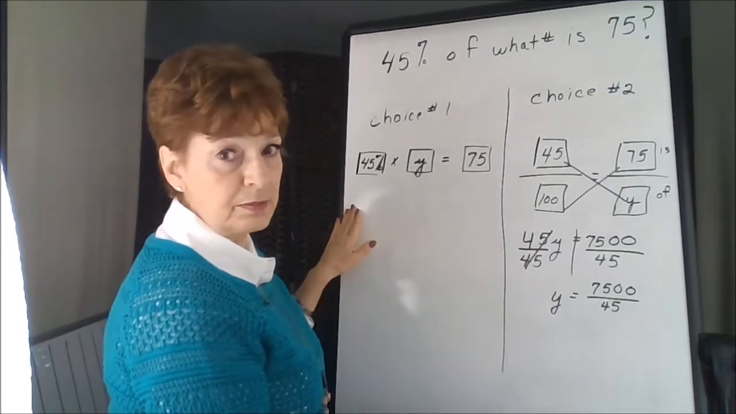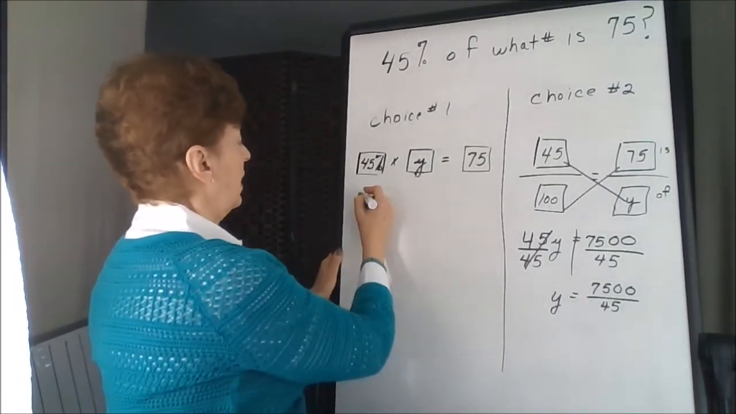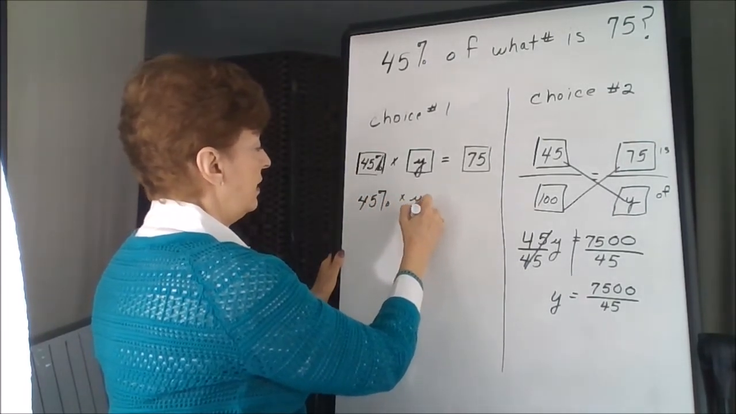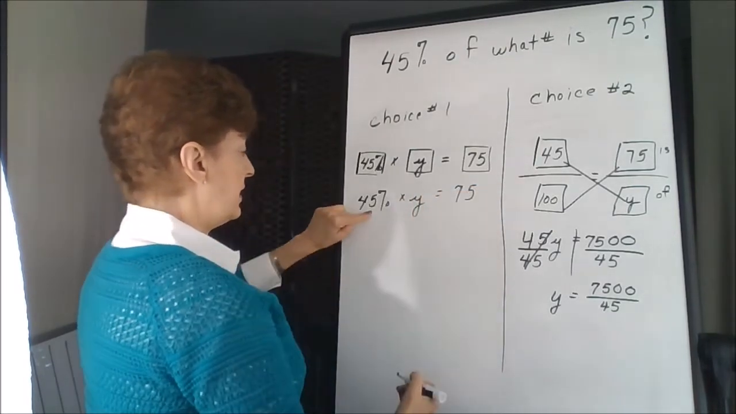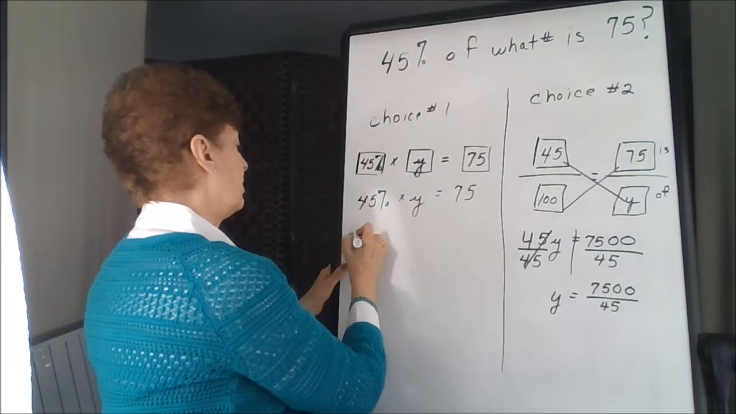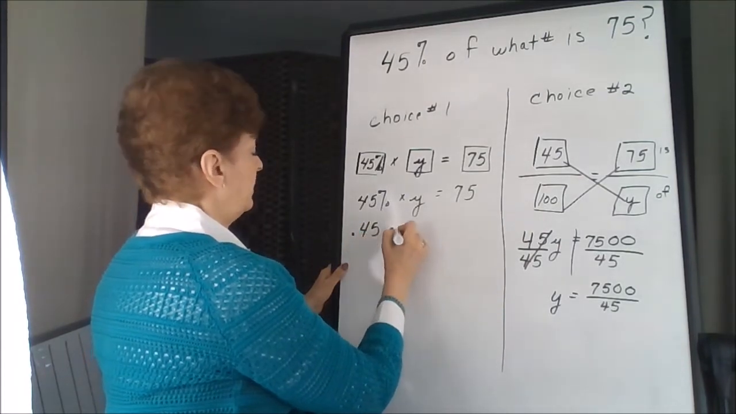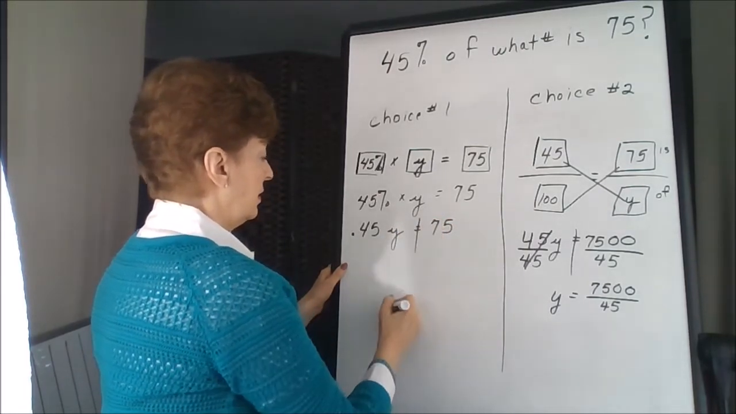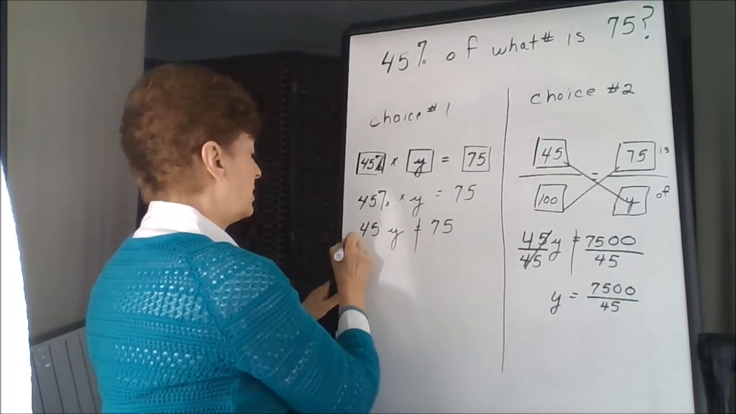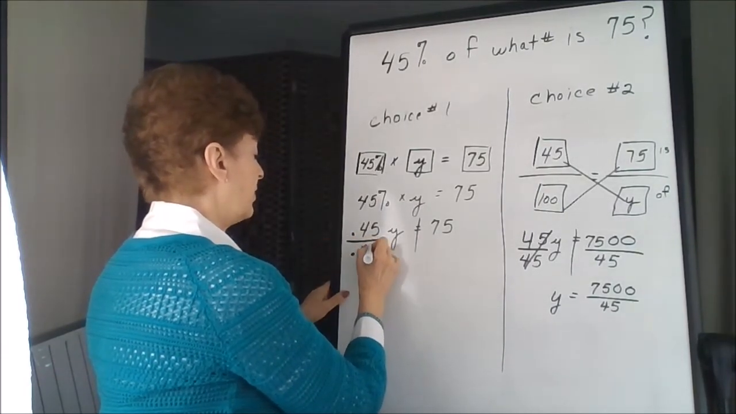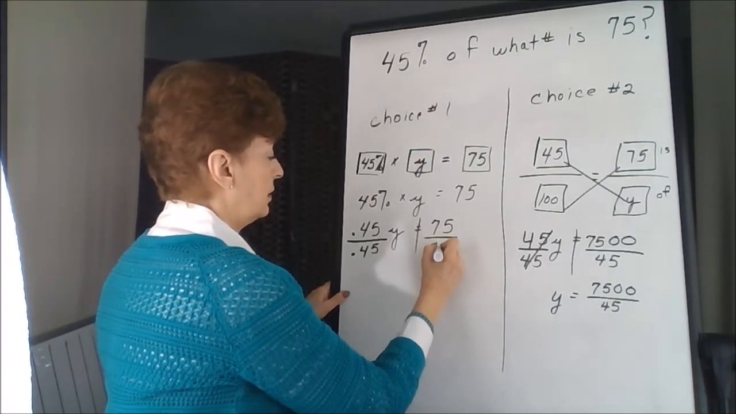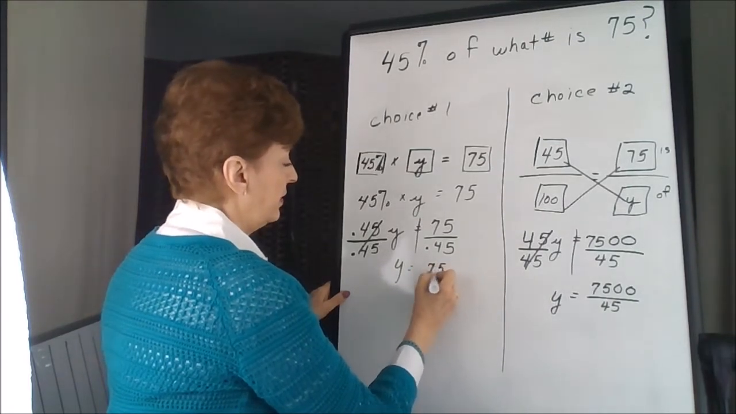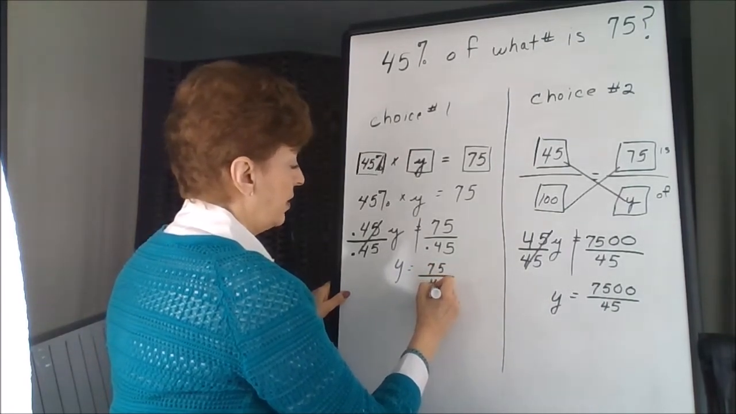Before I do the division, let me go over here and catch up. All right, so we have 45% times y equals 75. We need to rename this into a decimal, 0.45. Y equals 75. We have numbers on both sides of the equation, so we are going to move the 0.45 off. Y equals 75 divided by 0.45.